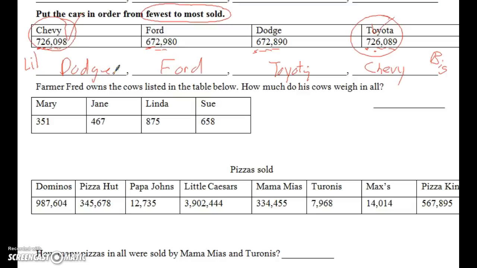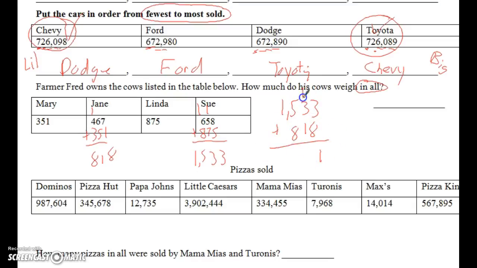Farmer Fred owns the cows listed in the table below. How much do his cows weigh in all? All tells me we're going to be adding. Okay, you have your choice about how you want to do this. If you just want to add 2 numbers at a time, which I think a lot of people are, they're just going to go like this and add these 2. We got 8, 11, carry the 1, 818. 13, 6, 13 again, 7, 15. And then I'm going to add these two together. 1,533, 818. I got 11, carry my 1, there's a 5, 13, carry my 1, 2, 2,351.